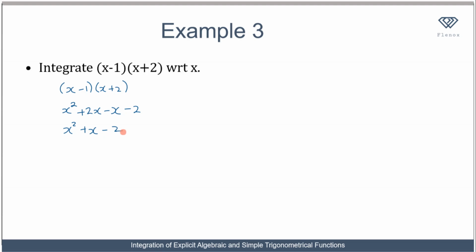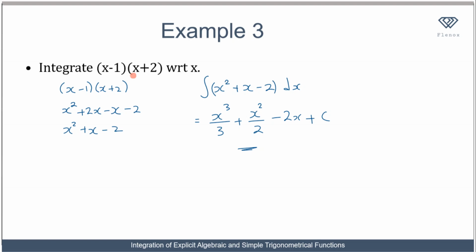So now I can integrate this with respect to x. So I can find the integral of x squared plus x minus 2 with respect to x. So what do we do? I just integrate each of these terms individually. So the first one becomes what? x to the power of 2 plus 1, you have 3, then all over 3. Then plus, this becomes what? x squared all over 2. And this becomes minus 2x. Then I add my constant of integration. So this is what you get when you integrate this function.